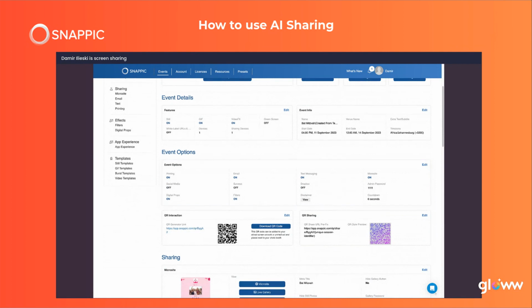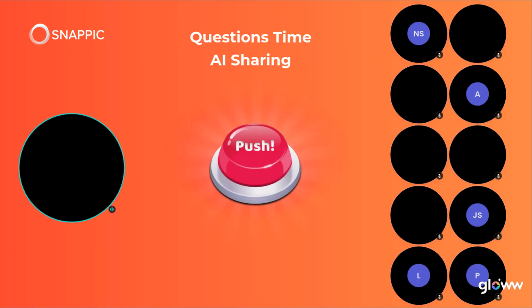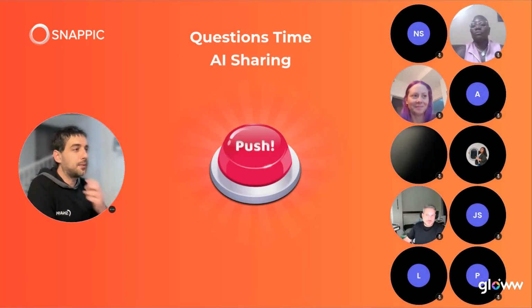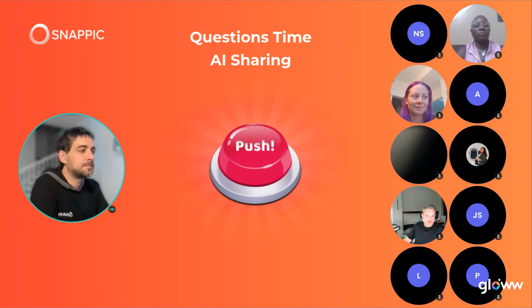And yeah, that would be it for AI sharing. It's really simple to use. Yet this type of sharing will need AI sharing credits. Does anybody have any questions about AI sharing?